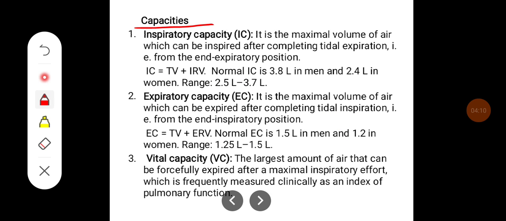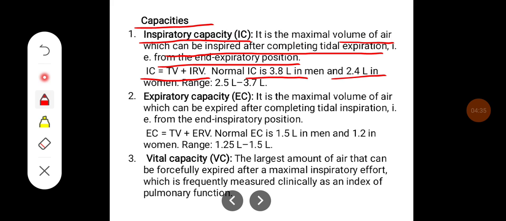Coming to capacities, capacities can be inspiratory capacity, IC. It is the maximal volume of air which can be inspired after completing tidal expiration, that is from the end expiratory position. Thus, the inspiratory capacity can be given as TV plus IRV. Normal inspiratory capacity is 3.8 liters in men and 2.4 liters in women, and the range is between 2.5 to 3.7 liters.